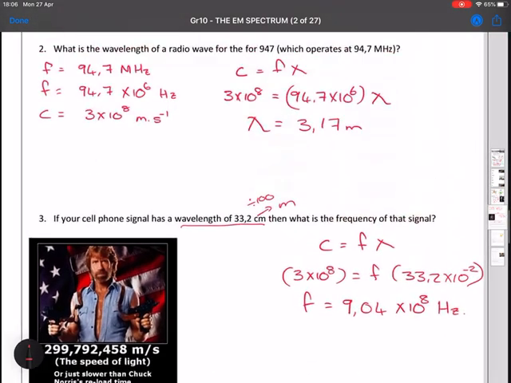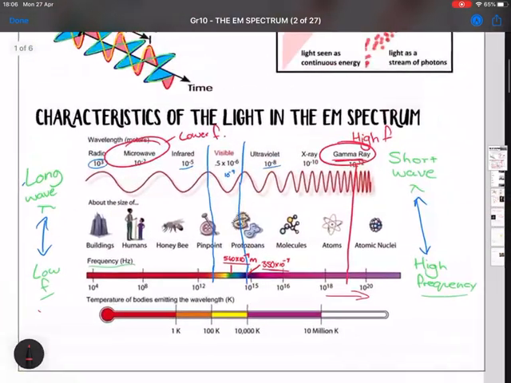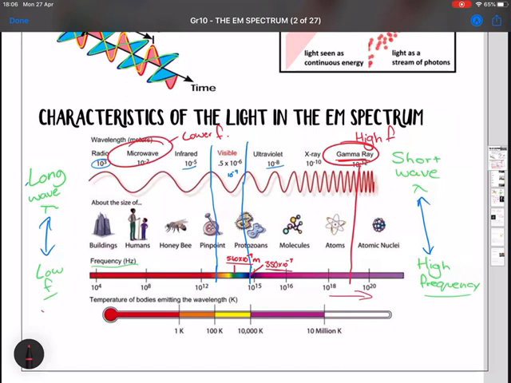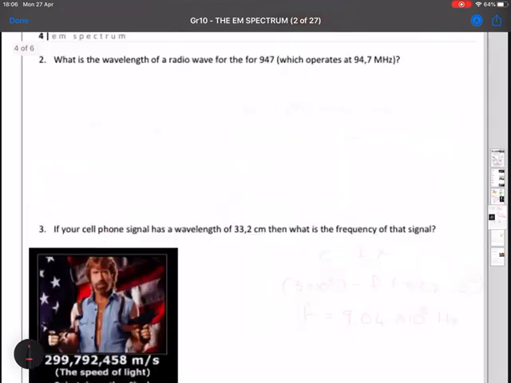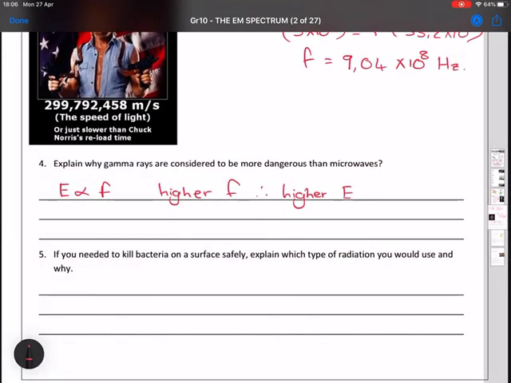Also, let's relate it to wavelength. Wavelength is related to penetrating ability. Gamma rays have a much shorter wavelength, whereas microwaves are closer to the longer wavelength side. If you've got a smaller wavelength, you're going to have a greater penetrating ability. And that's why, for example, an X-ray will pass through a subject a lot more than radio waves will. Okay, so that's why gamma rays are considered to be more dangerous than microwaves.